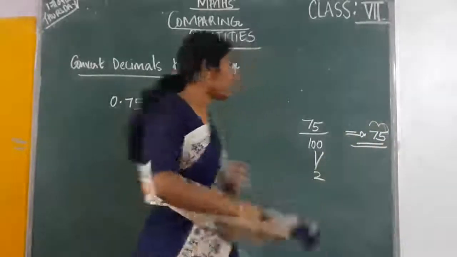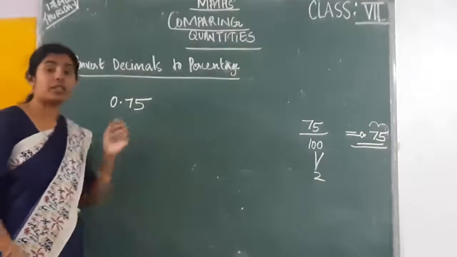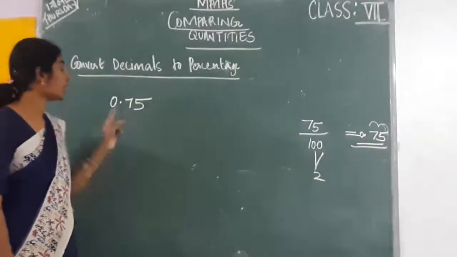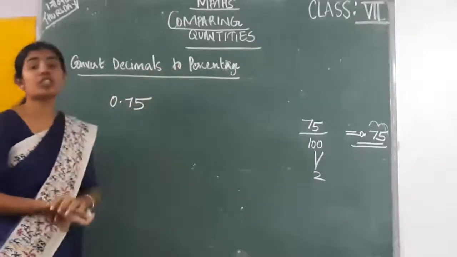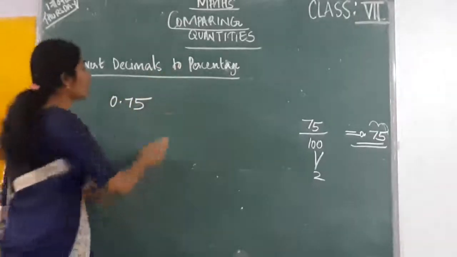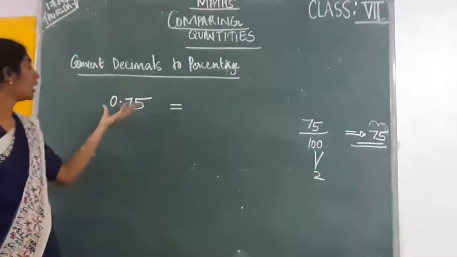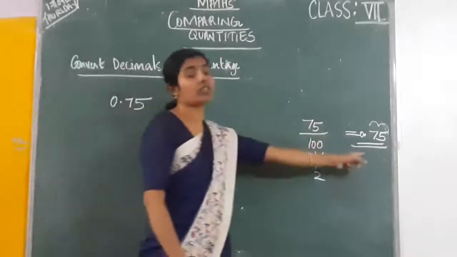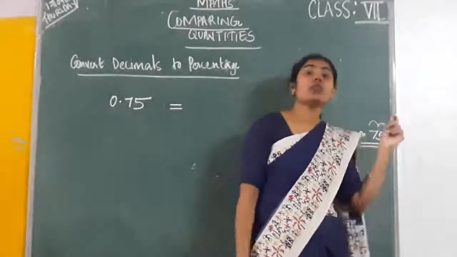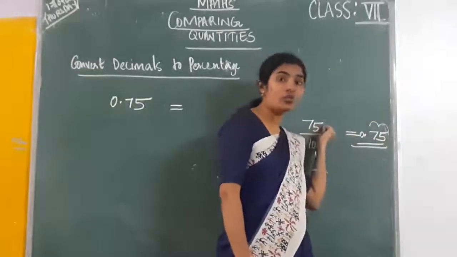Now, do you see what is 0.75? Given one decimal number, you want to convert it into a percentage. So what you want to do first is convert this decimal number into a fraction. When you are given a decimal number, first you should convert it into a fraction.